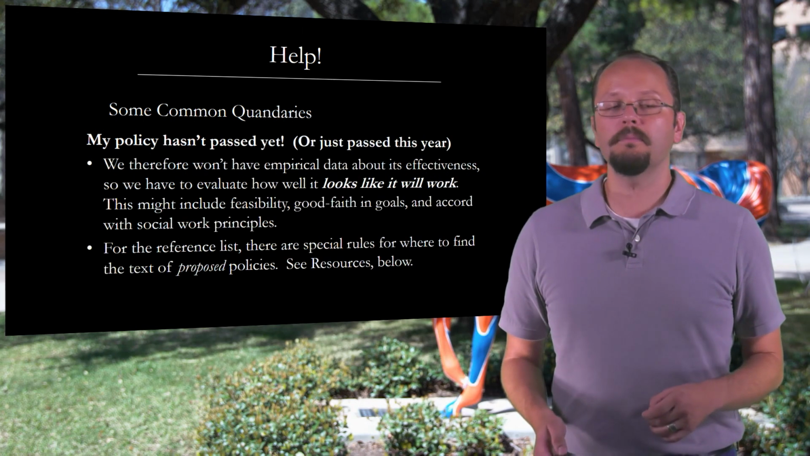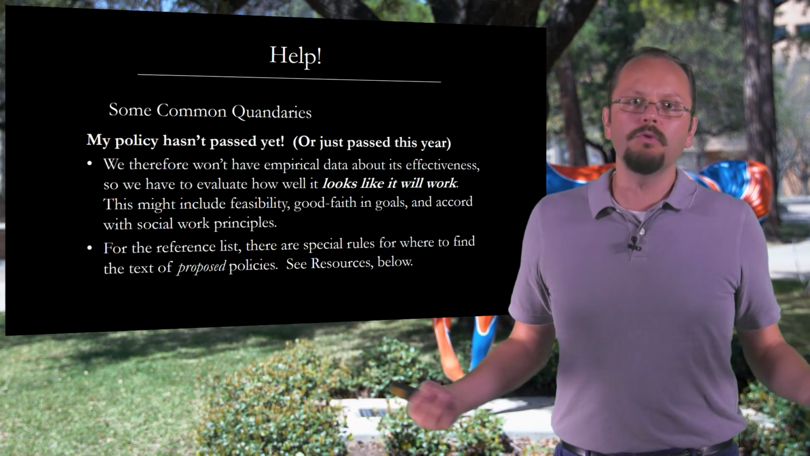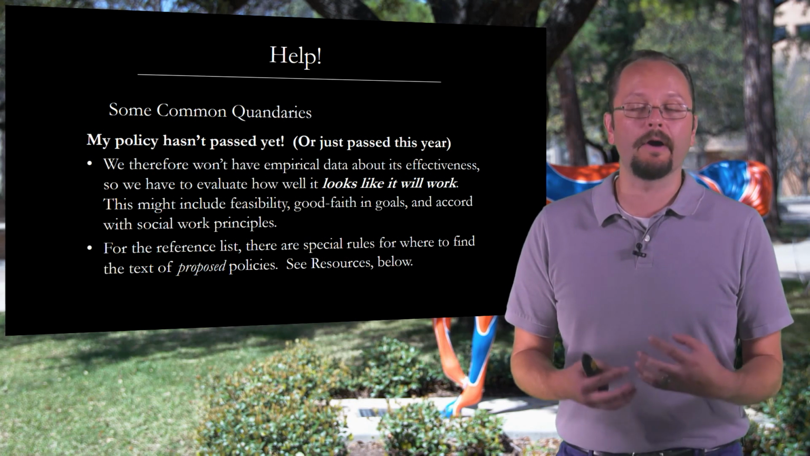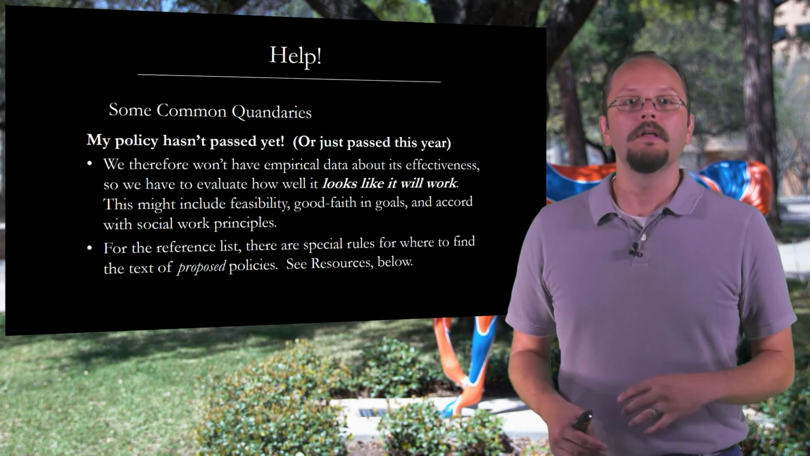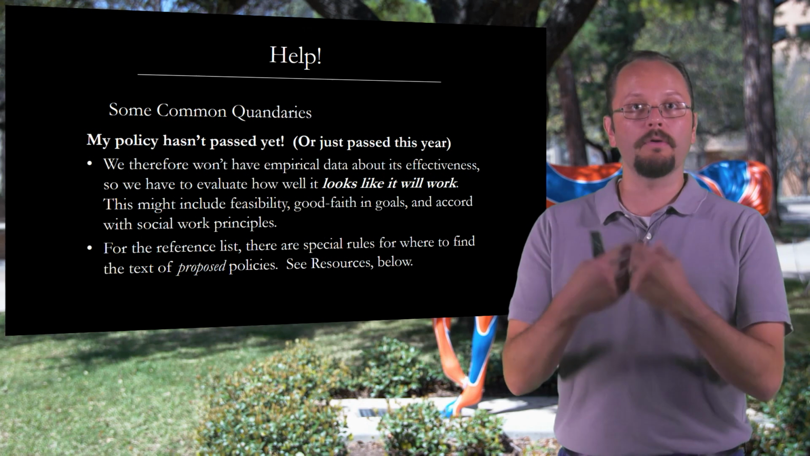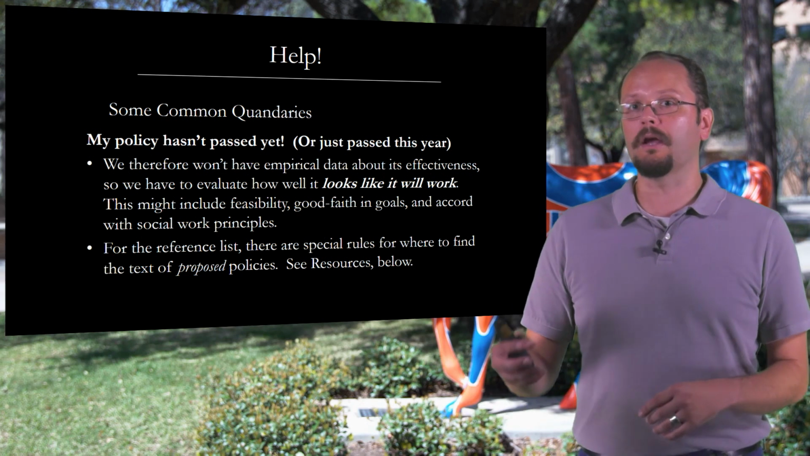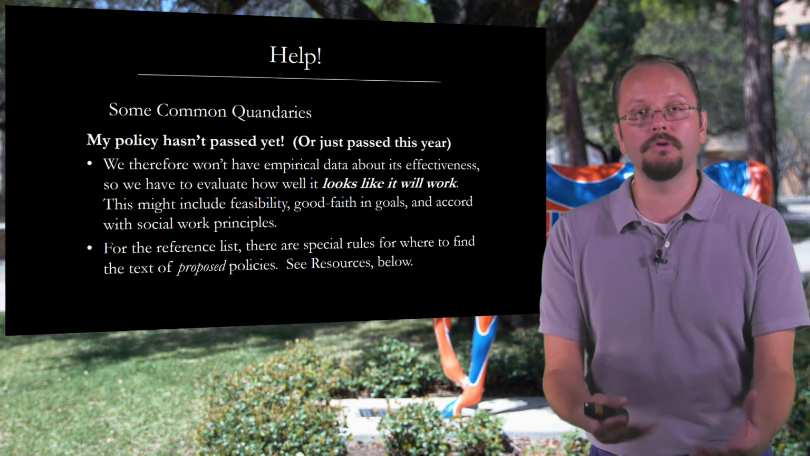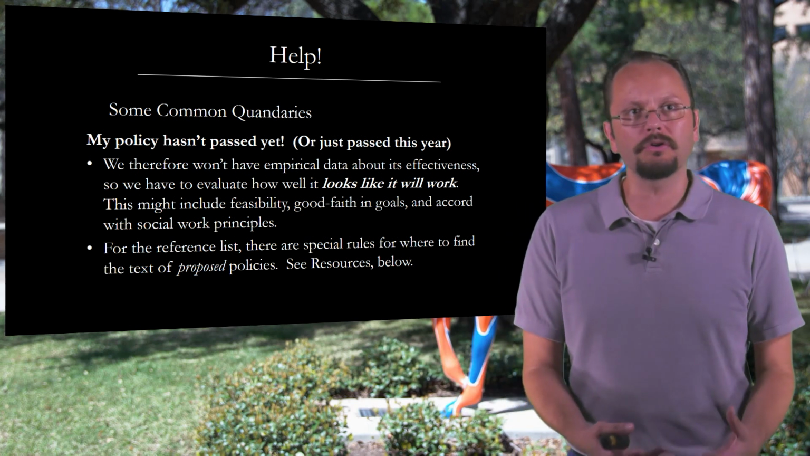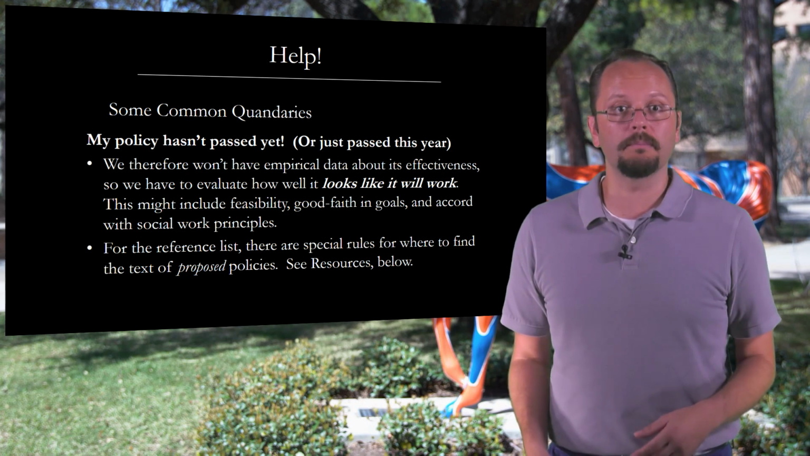Last but not least, some people will worry, hey, my policy hasn't passed yet or it just passed this year. Well, you won't have the empirical data about its effectiveness, so we're going to have to make an argument about how well it looks like it will work. This might include feasibility information. This might include information about whether the goals appear to be in good faith and accord with social work principles. So you might compare the kinds of things the policy is doing with the Social Work Code of Ethics and say, hey, you know what? This policy's goals aren't even really ethical according to our standards. That might be a good way to critique a policy like this.